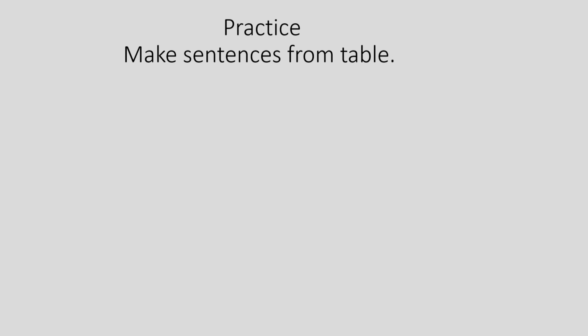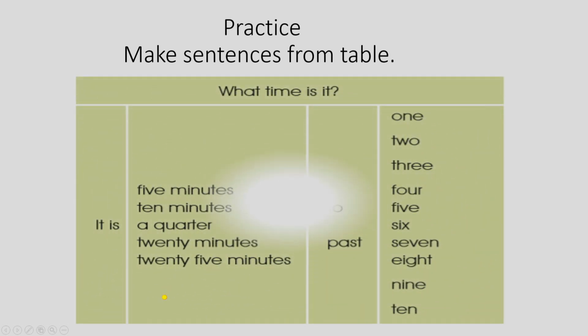So here for practice, this table, you can get this table from your book also. It is in your book also. So here are given 1, 2, 3, 4 columns, right? How many columns are here? 4 columns. And in 4 columns there are words. In the first column there is "it is". In the second column there are 5 minutes, 10 minutes, a quarter, 20 minutes, 25 minutes. In the third column there are "to" and "past". And in the fourth column there are the numbers 1 to 7 with their spellings. You have to remember the spelling as well, okay?